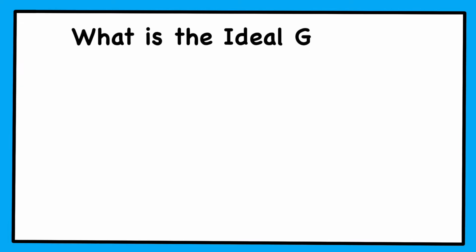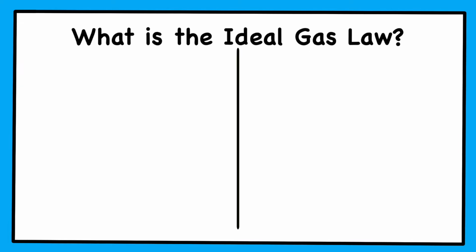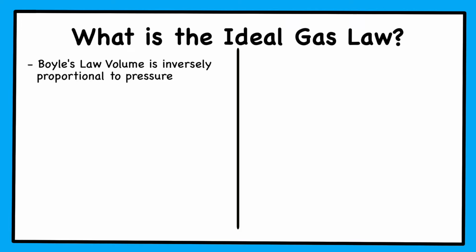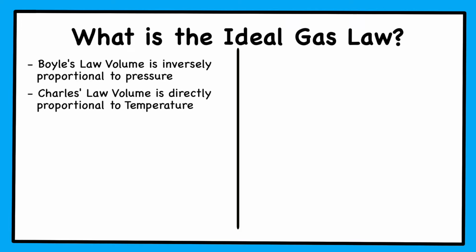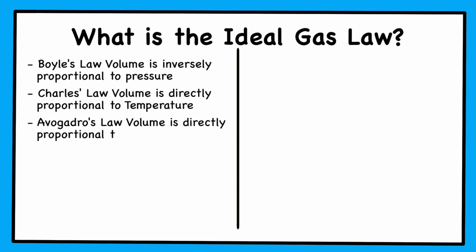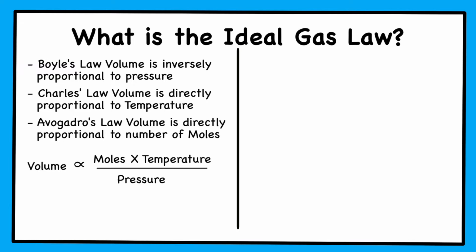In our previous lecture, we discussed the three simple gas laws. Boyle's law showed us that volume and pressure are inversely proportional. Charles's law tells us that volume and temperature are directly proportional, while Avogadro's law tells us that the volume of the gas and the number of moles it occupies are directly proportional to each other. If we combined all three laws together, we would get volume is proportional to the number of moles of that gas times the temperature of the gas, all divided by the pressure of the gas.